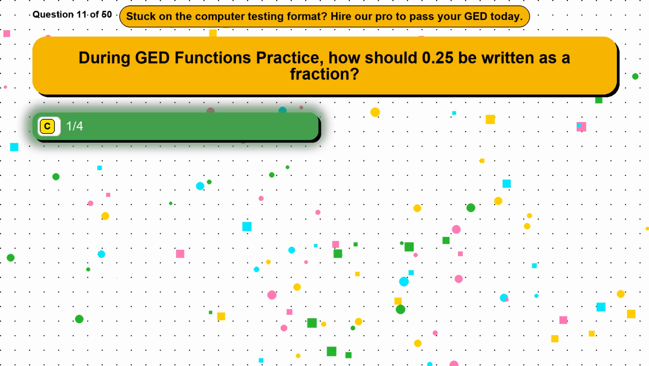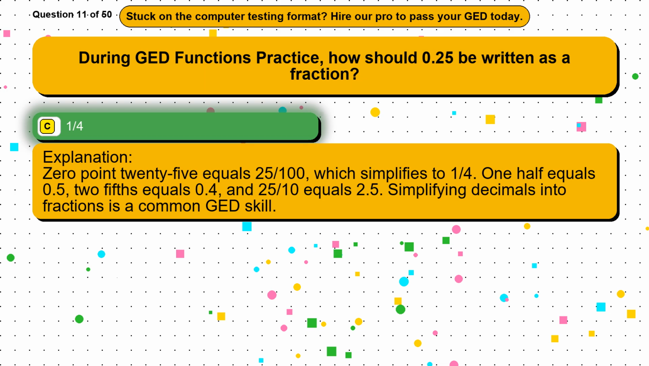The correct answer is option C. 1/4. 0.25 equals 25/100, which simplifies to 1/4. 1/2 equals 0.5, 2/5 equals 0.4, and 25/10 equals 2.5. Simplifying decimals into fractions is a common GED skill.